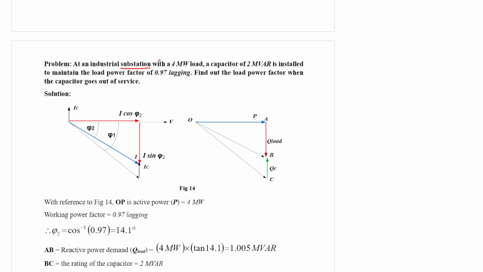In that substation, we have a load of 4 megawatt with a capacitor installed of rating 2 megawatt, to maintain the load power factor 0.97 lagging. So what does this sentence mean? A capacitor is connected in the substation to maintain this amount of power factor. It is quite close to unity, so we can say that this is a very good power factor.